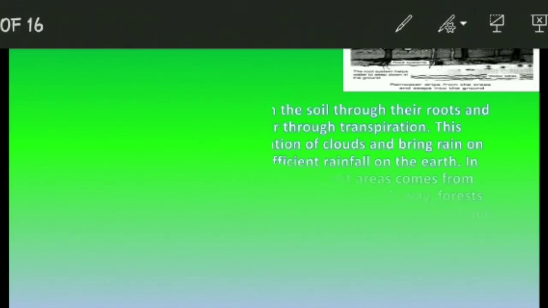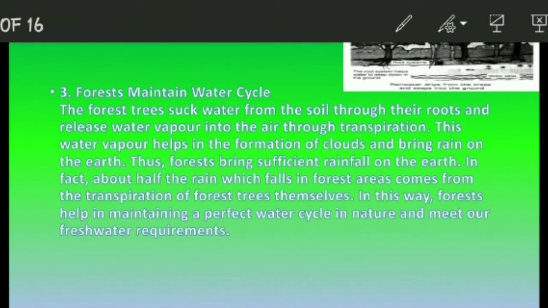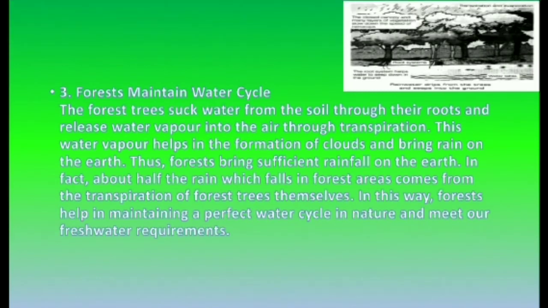So next one we are going to see is about forest maintain water cycle. The forest trees take water from the soil through their roots and release water vapor into the air through transpiration. This water vapor helps in the formation of the clouds and bring rain on the earth.